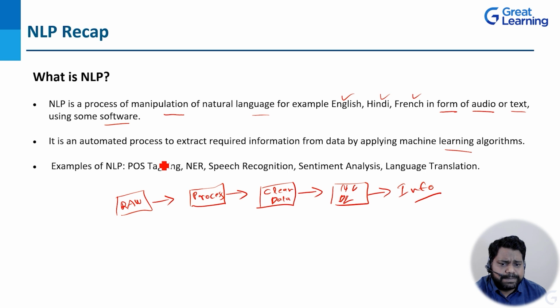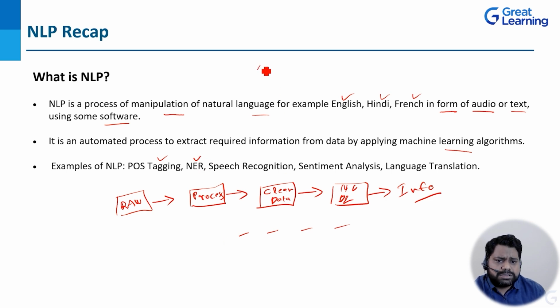Some of the examples of NLP, or the operations we can do with NLP, are POS tagging, that is parts of speech tagging. So whether in a sentence the word is a noun, a pronoun, a verb, or an adjective, all the parts of speech we can extract with the help of POS tagging. Similarly, there is a function of NER.